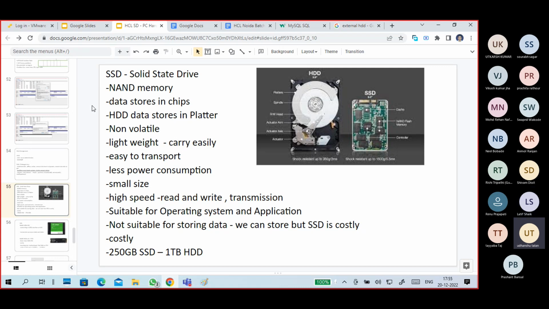So why is it not suitable for storing regular data? Because regular data is heavy data. Movies, music files, documents, operating system files, virtual machine files, these are big files. If I want to store them in SSD, I need a 1 terabyte or 2 terabyte SSD. It becomes very costly for me. Speed is different, guys. Boot speed increases if you use SSD, and faster application loading is there.